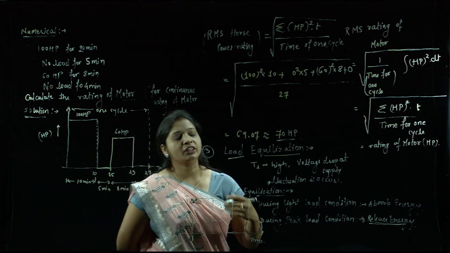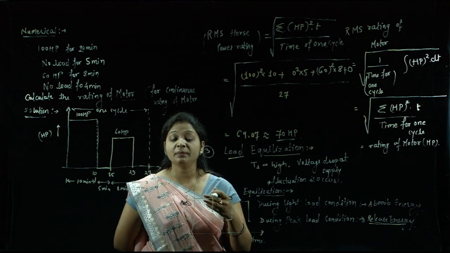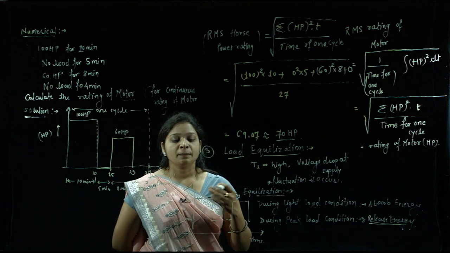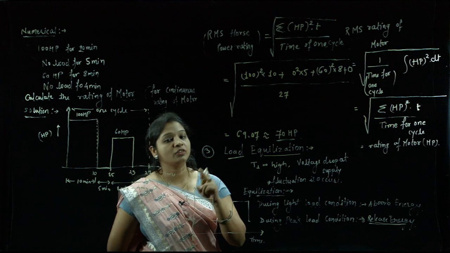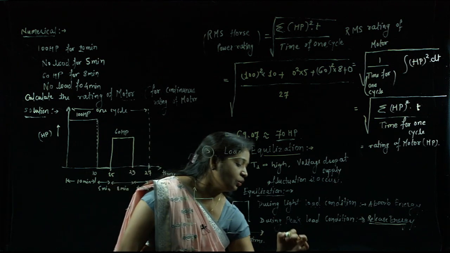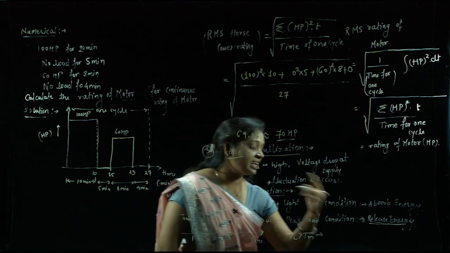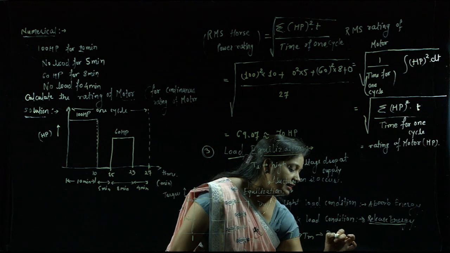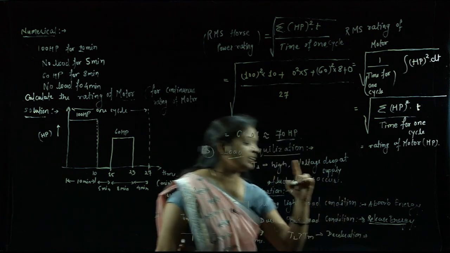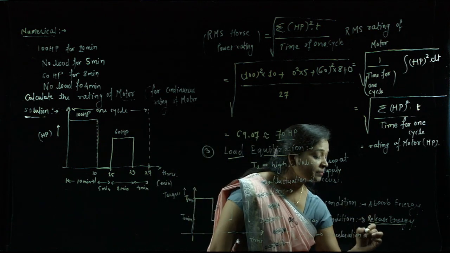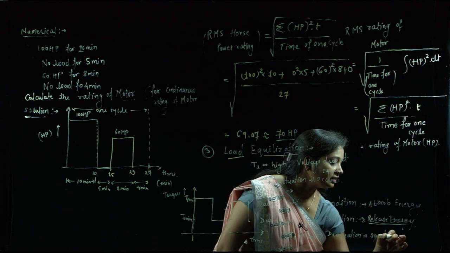When motor torque is greater than load torque, in that condition acceleration occurs. It means speed is increasing. But in the condition where load torque is greater than motor torque, deceleration occurs. Deceleration, as I studied in the last lecture, means speed decreases.